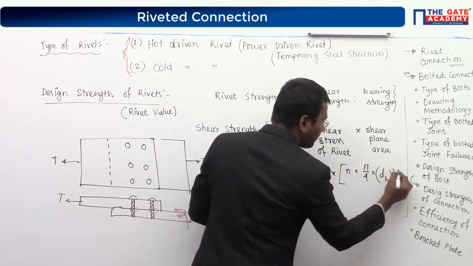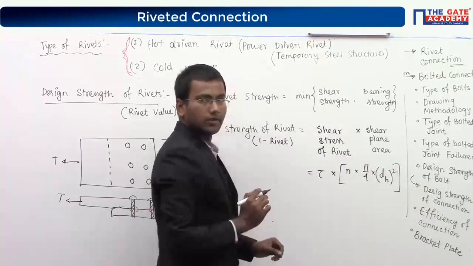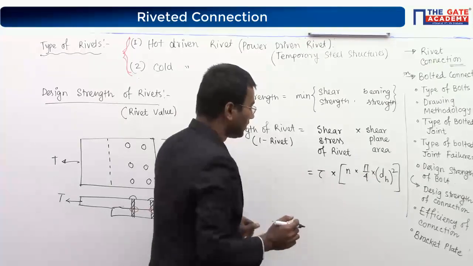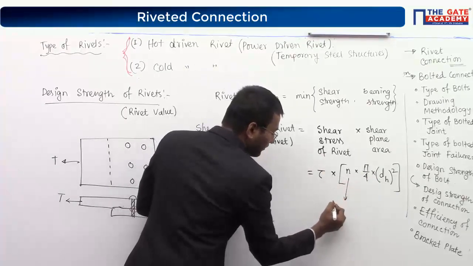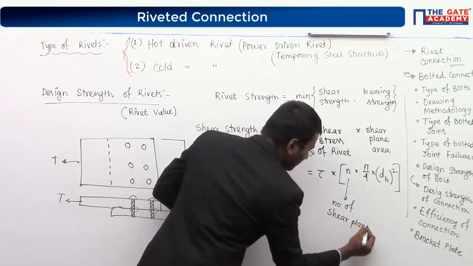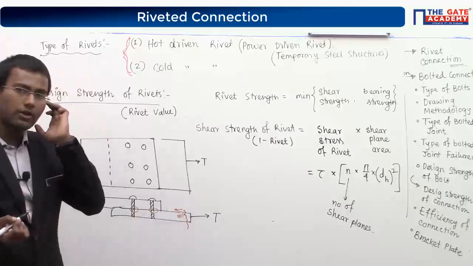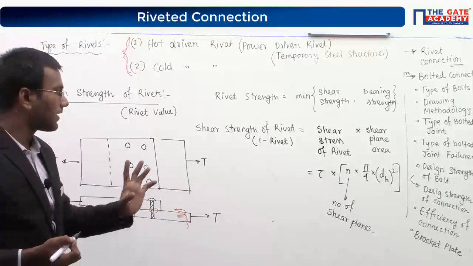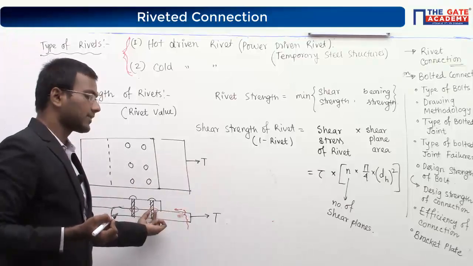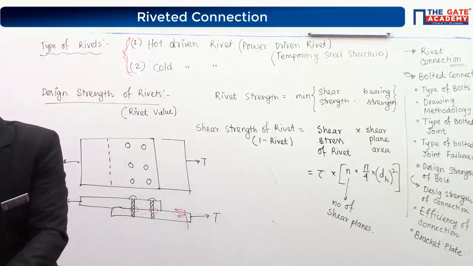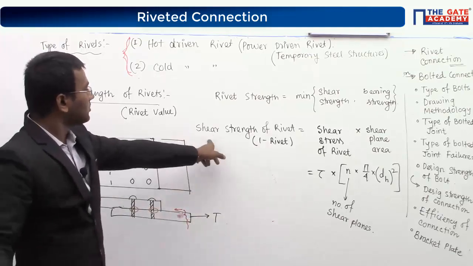Please remember, very very important, this is the only critical part. It is not d, it is dh, hole diameter. And what is the meaning of N? N is nothing but the number of shear planes. Don't memorize, just try to think how it is coming. It is shear stress multiplied by your shear plane area. Shear plane area means, sir, I have taken the shear plane in the shank portion. Shank portion means I will take the hole diameter.